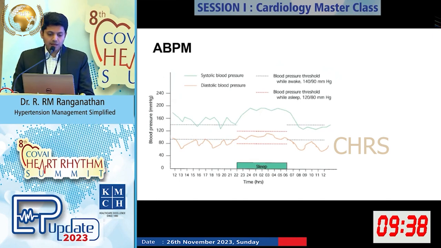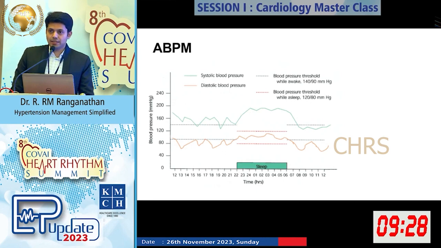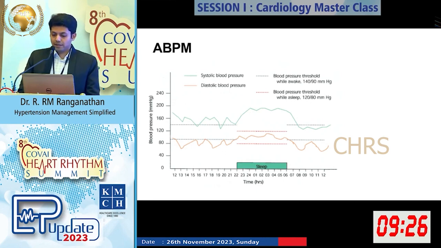This is another reading. You can look at this one. The patient has slightly elevated systolic and slightly lower diastolic, but look at this nighttime sleeping period. Instead of dipping, in fact, the blood pressure rises here. So we coin this patient as a nocturnal riser, and this also carries adverse prognosis.